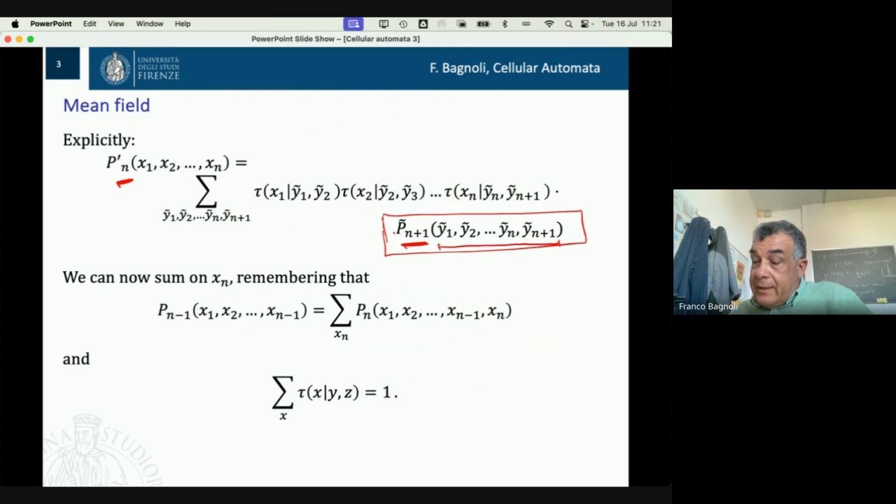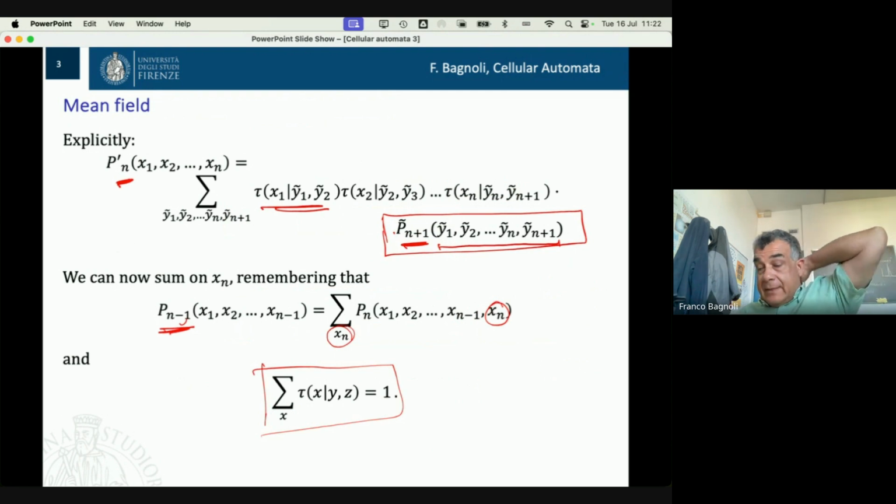But the idea of a probability distribution is that if I sum over one of these terms, I get the reduced distribution with an index n minus 1. Clearly, I normally sum over the first or the last term. And while these are conditional probabilities, the idea of a conditional probability is that if I sum over x, I get 1, not if I sum over other terms.